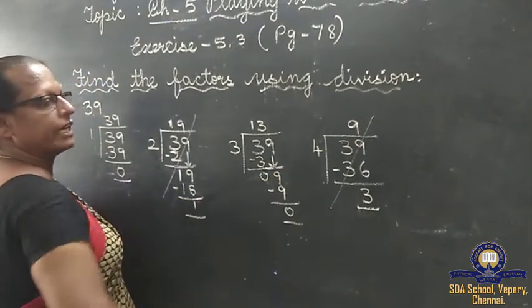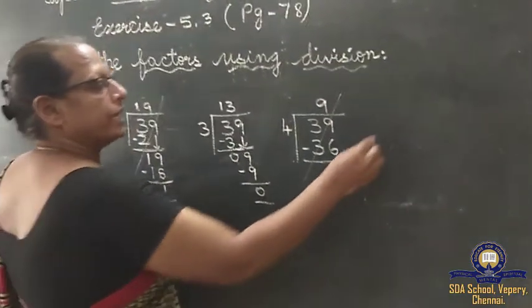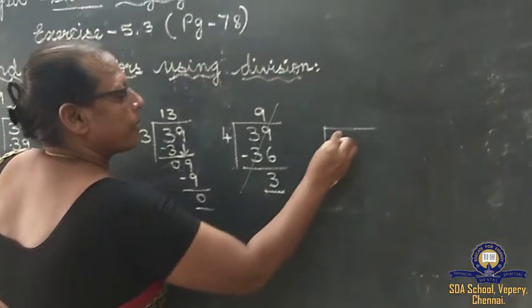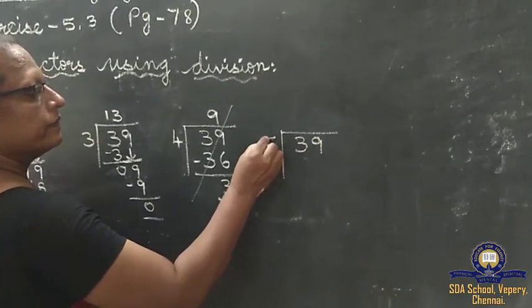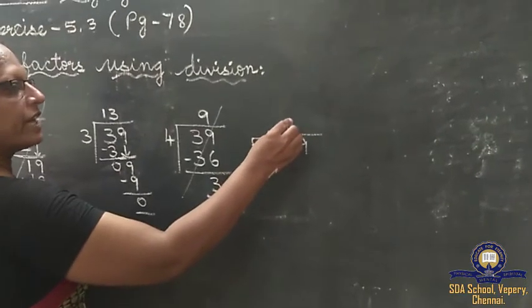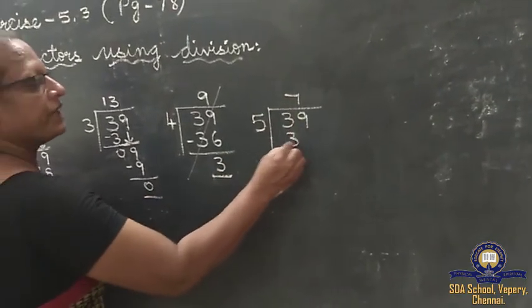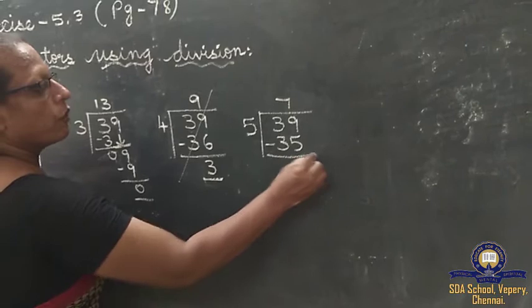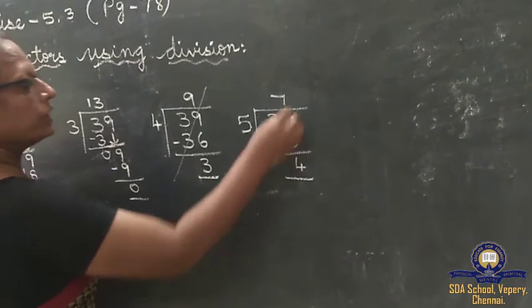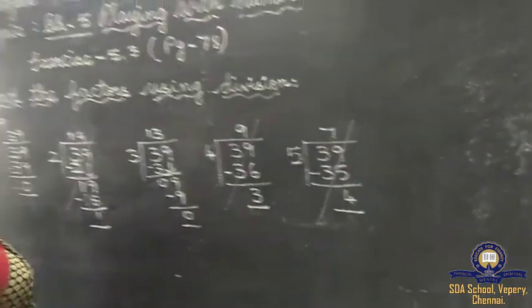So what do you have to do? You have to strike it out like this. Understood? And then you have to write the 5 table. 7 5s are 35. Here, what's the remainder? 4. So it is also not a factor of 39.